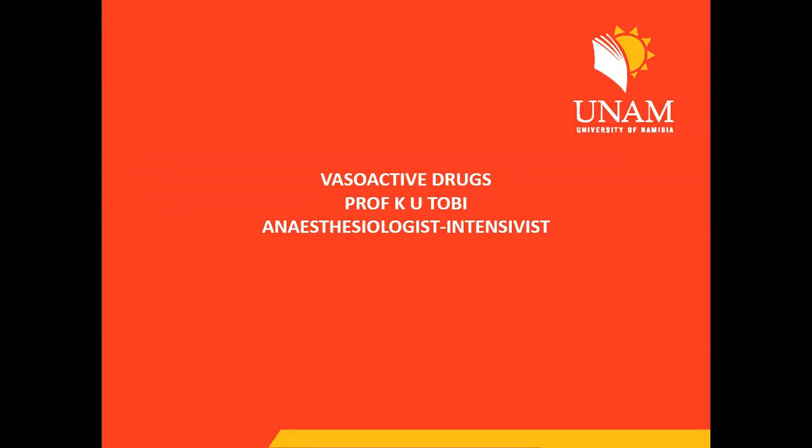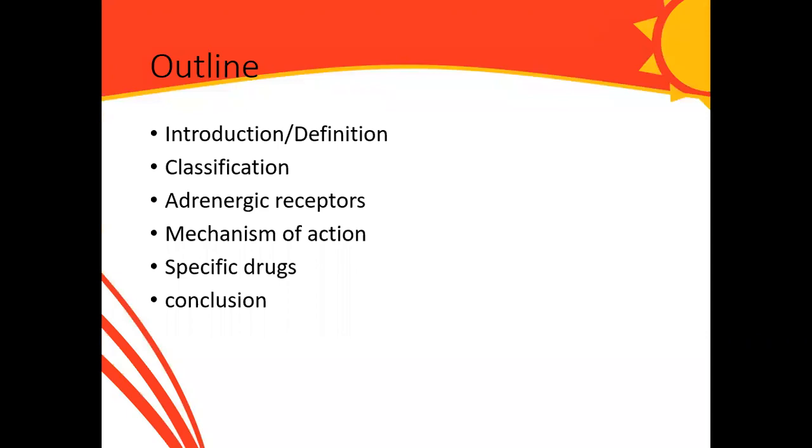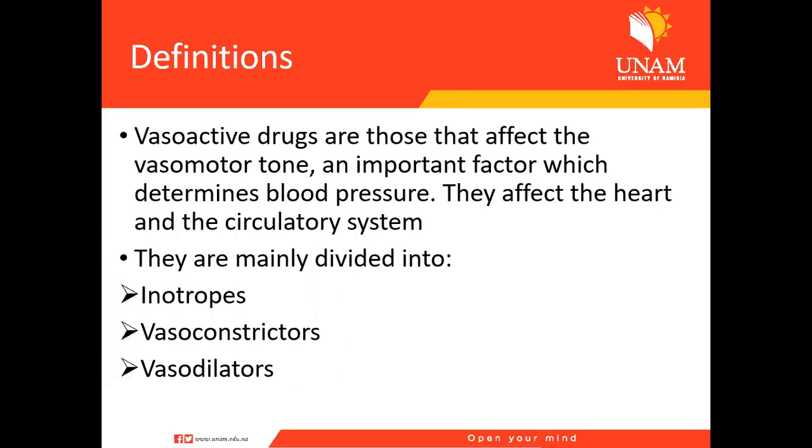So good afternoon, everyone. Today we'll look at vasoactive drugs, and we're going to look at this lecture following the outline. By definition, vasoactive drugs are those agents that affect the vasomotor tone, which is an important factor that determines the blood pressure. The vasoactive drugs affect the heart and the entire circulatory system, and they are mainly divided into three subgroups: the inotropes, vasoconstrictors, and vasodilators.